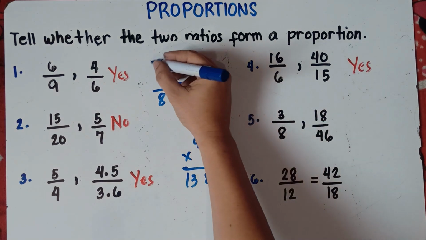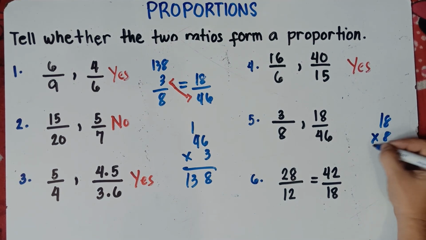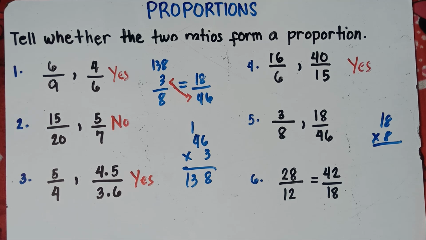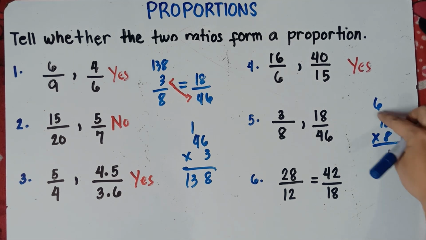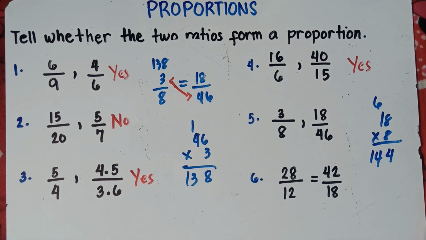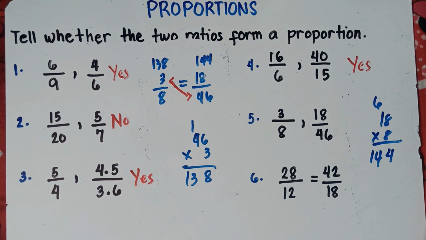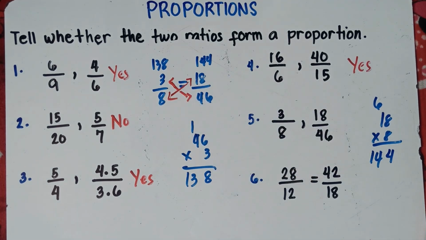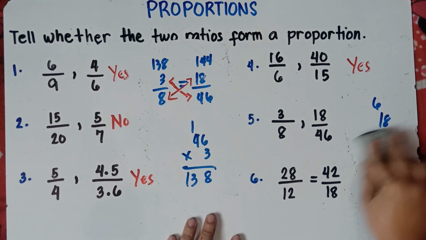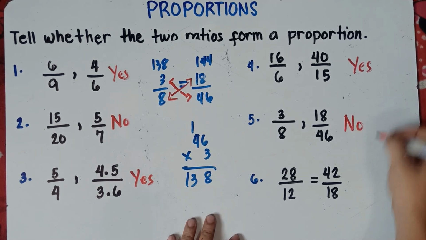So this is 138. And how about 18 times 8? 8 times 8 is 64, 4 carry 6, 8 times 1 is 8, plus 6 is 14, 144. So therefore, they don't have the same answer when you do the cross multiplication. The product of means is not equal to the product of extremes. Therefore, for number 5, our answer is no. These two ratios will not form a proportion.